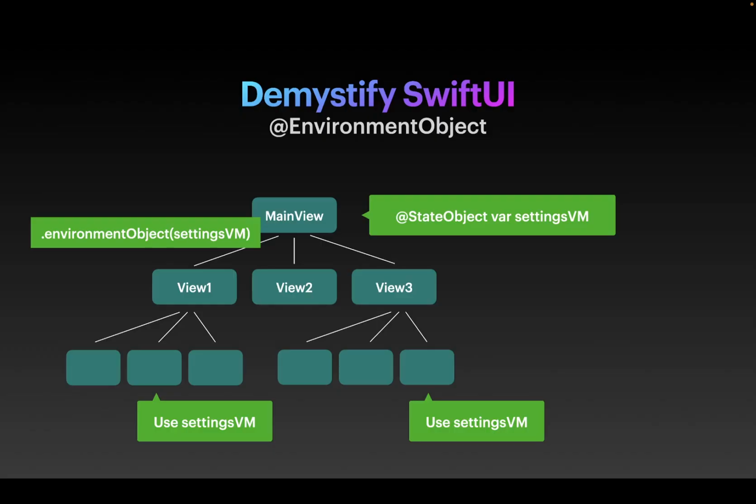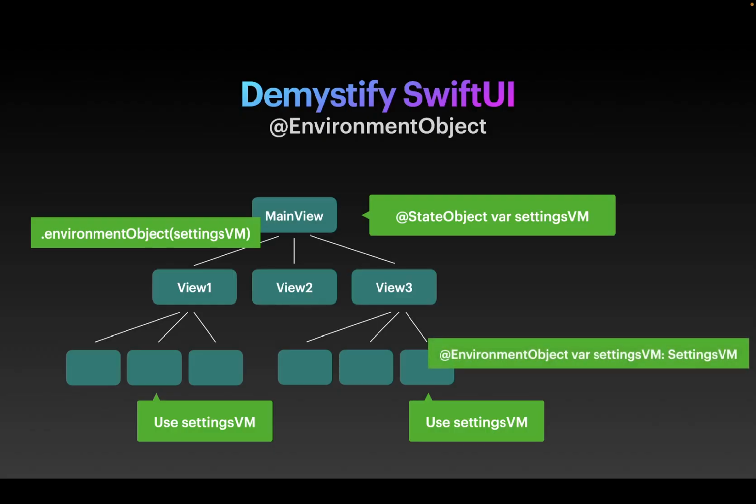But how are we supposed to use that? For example, in this view, we just declare a variable marked as @EnvironmentObject. You don't have to use the same name here, you just have to make sure the type is correct, and SwiftUI will figure out what kind of data you want to fit into this context. So you pass this settings view model right at the top of the main view, and this already exists in the context of all these subviews.